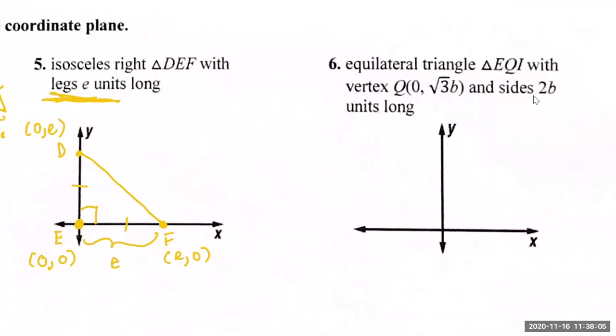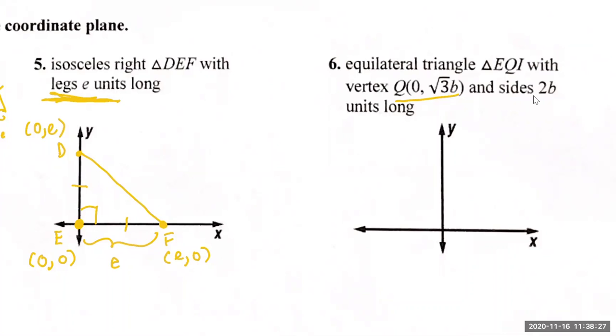So now this one kind of forces us to put the variables in certain spots. It says equilateral triangle, so all three sides are equal, with a vertex of 0 comma rad 3b and sides of 2b units long. So where does Q have to fall? Where does it have to fall?